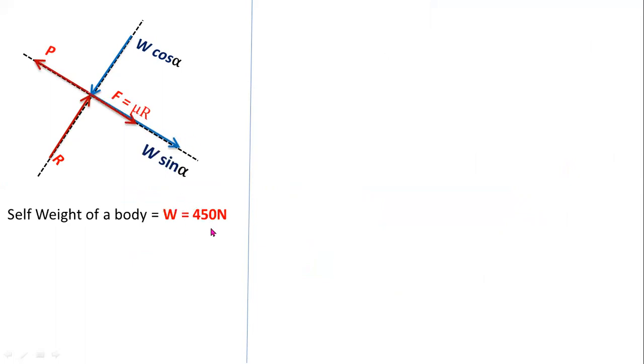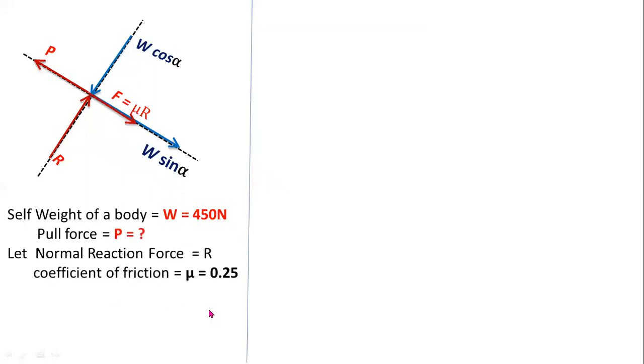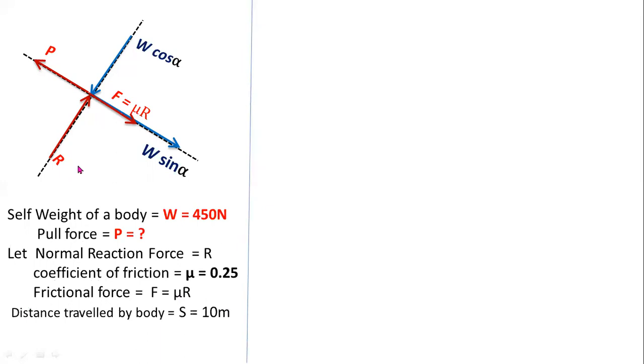Here capital W is the self weight of the body, 450 newtons. P is the unknown pulling force. R is the reaction force, mu equal to 0.25, and F equal to mu R. The distance traveled by the body S equal to 10 meters. Now you have to use these values to determine the value of P. First of all, you have to determine the normal reaction R.